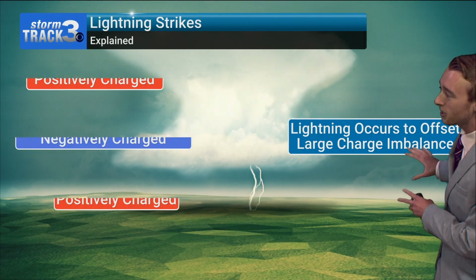It's trying to offset the large charge differential, the imbalance between that negative charge in the storm and the positive charge at the surface. And that's why we see those bolts. It's, of course, electricity, a lot of power there, and that's how this all occurs.